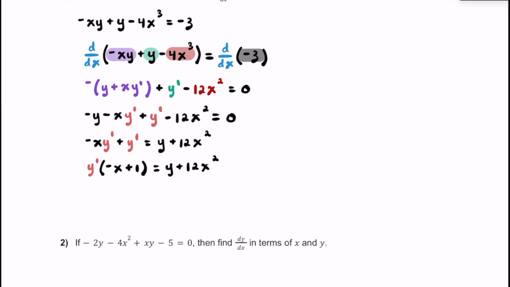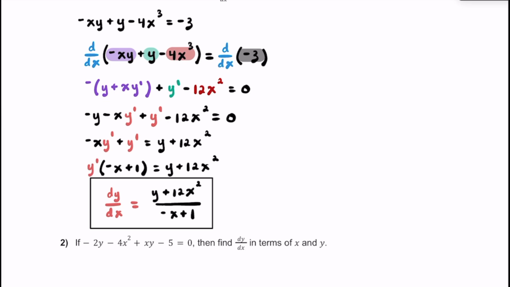Next, let's get this y prime alone. We can divide both sides by this negative x plus 1. So if we do that, it's going to be y prime, or actually at this point I'm going to change this to dy dx, since remember those are the same thing. That's the same thing as y prime. This is going to be equal to, on the right side, y plus 12x to the second power in the numerator, and that's going to be on top of this negative x plus 1 in the denominator. This right here would be our dy dx in terms of x and y.